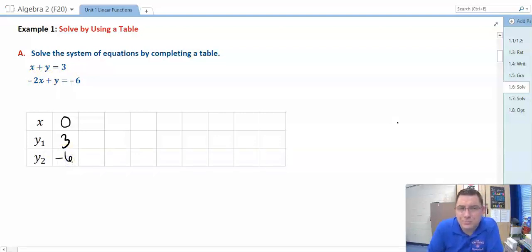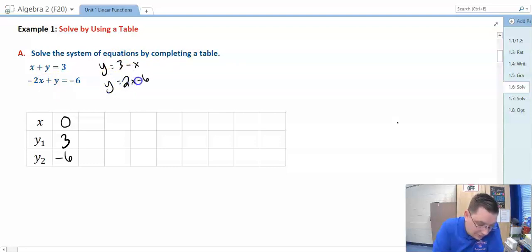Okay, so we can reorganize these so they're both set equal to y. Subtracting the x here, we're going to get y equals 3 minus x. And in the second one, y is equal to positive 2x minus 6 after adding the 2x to both sides.